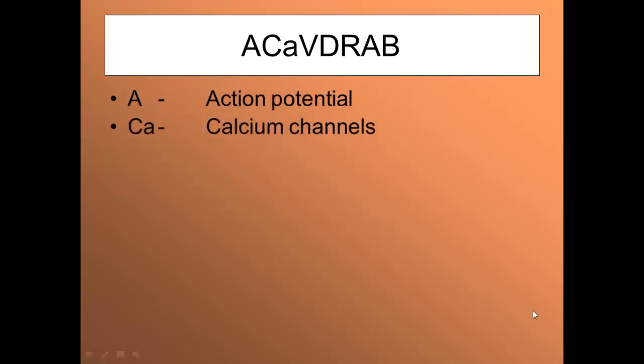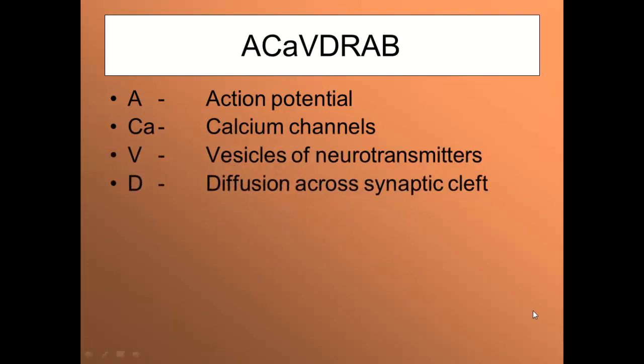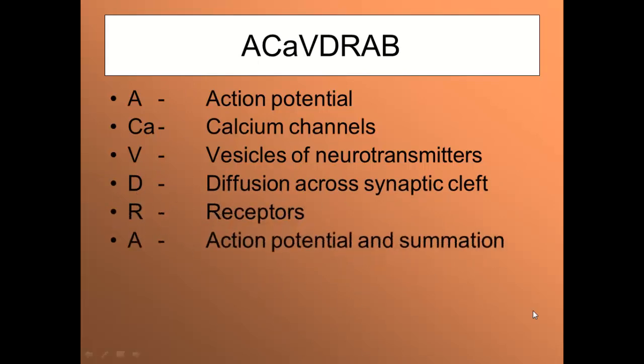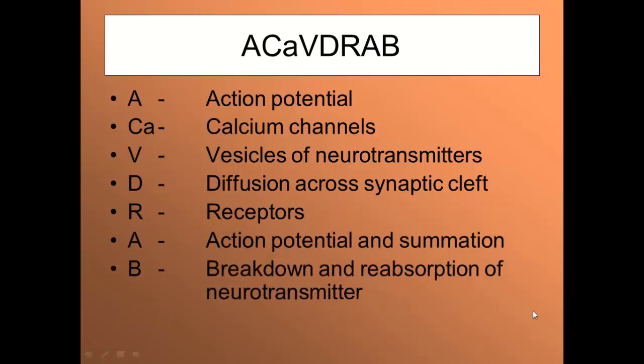So that takes us back onto CaVDRAB, our summary. Here it is. A, action potential. Ca, calcium channels, for vesicles. D, for diffusion across the synaptic cleft. R, for receptors. A, for action potential and summation. Just stick that in there. And then finally B, for breakdown and reabsorption of neurotransmitter.